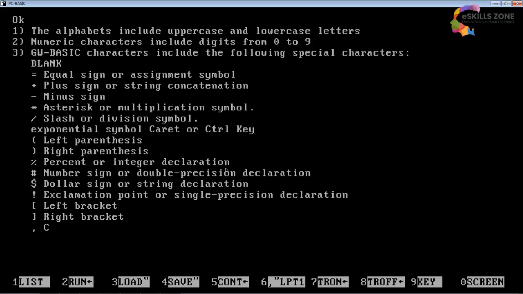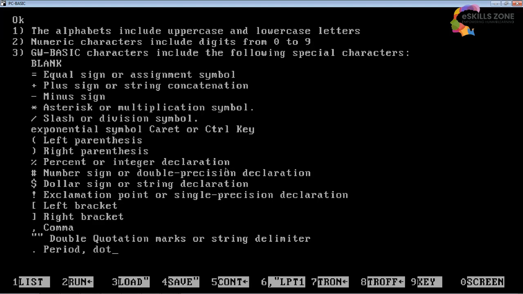The next one is comma, and the next one is this, called double quotation marks or string delimiter. So all the special characters have some specific particular names. And the next one is dot. It's also called period. It is also called period, dot, or decimal point.